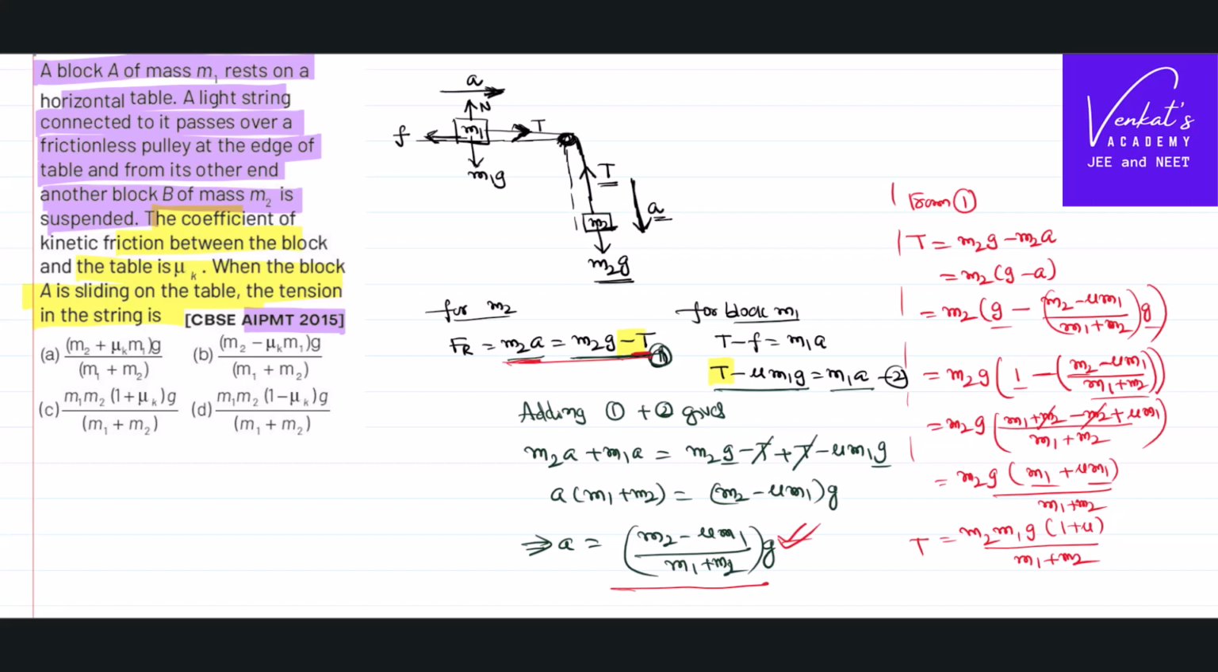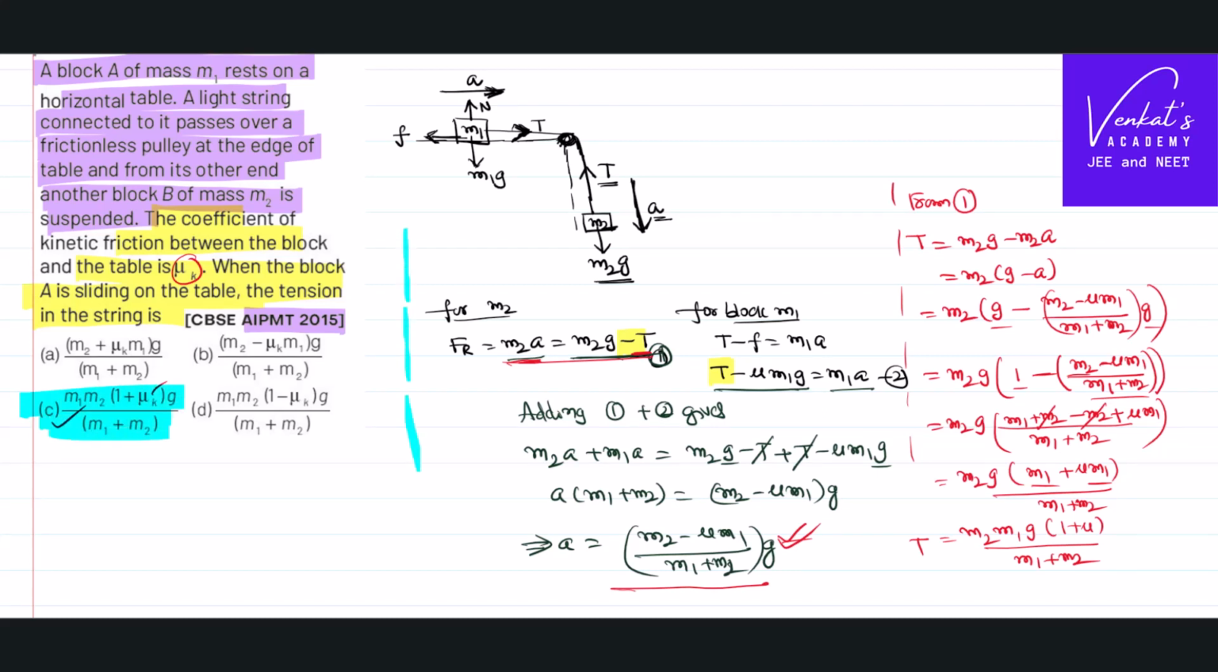You can look into the options. What is that option? Yeah. Option C, M1 M2 of 1 plus mu. Of course, he called mu as mu k. So that can be taken like mu k. G by M1 plus M2. Option C is the answer for the problem.